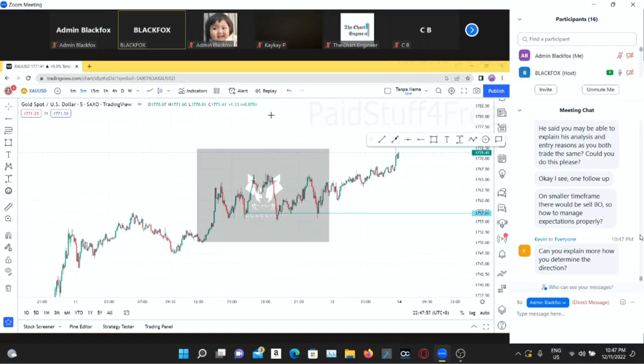Can you explain more how you determine the direction? Apa maksudnya ni sudah? Dia minta kau explain macam mana kau cari direction. Macam mana cari direction? Ya.